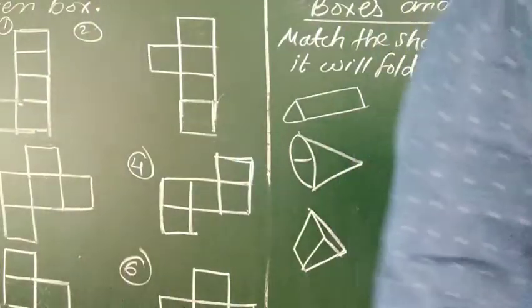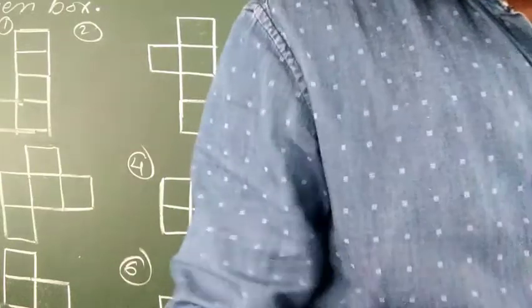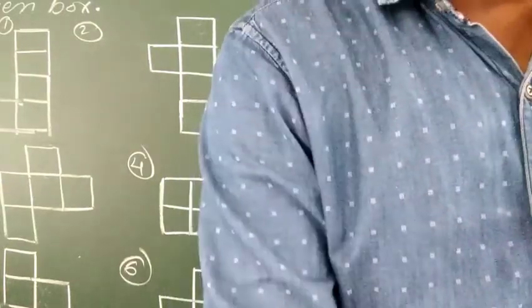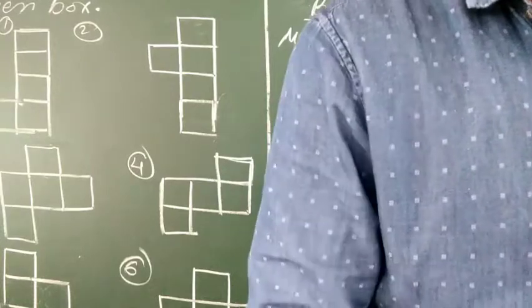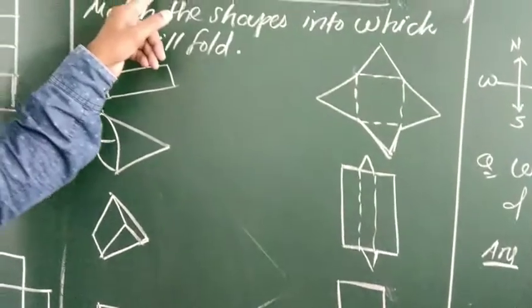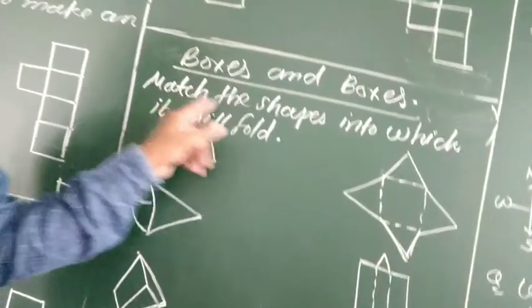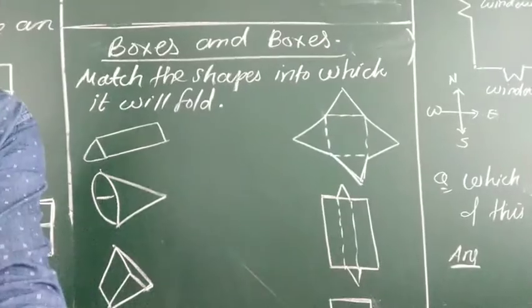Now come to page number 128. See, the question is here. What is this question? Boxes and shapes. So see, some boxes and their shapes are given here. Match the shape into which it will fold.